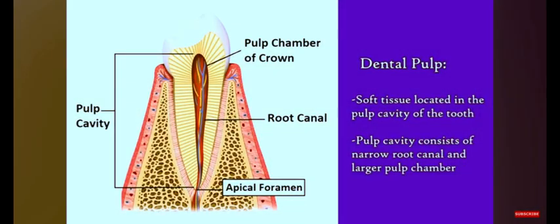Dental pulp. The dental pulp is the soft tissue within a tooth containing blood vessels, nerves, and connective tissue. It can be divided into coronal and radicular pulp.